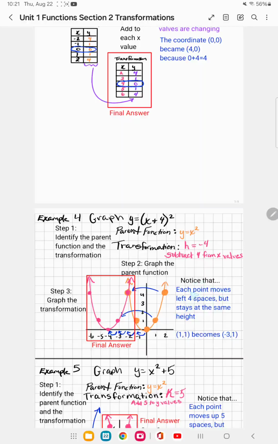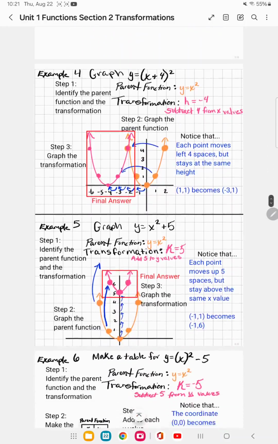So one thing you want to notice, each point moves left 4 spaces, but it stays at the same height. I'm not changing my y value. My y value would change its height. I'm only changing the x's, so it's moving to the left or to the right. So you can see that (1, 1) becomes (-3, 1) because it moves left 4. From here, 1, 2, 3, 4. So this point is actually now over here. And then we have my final answer.